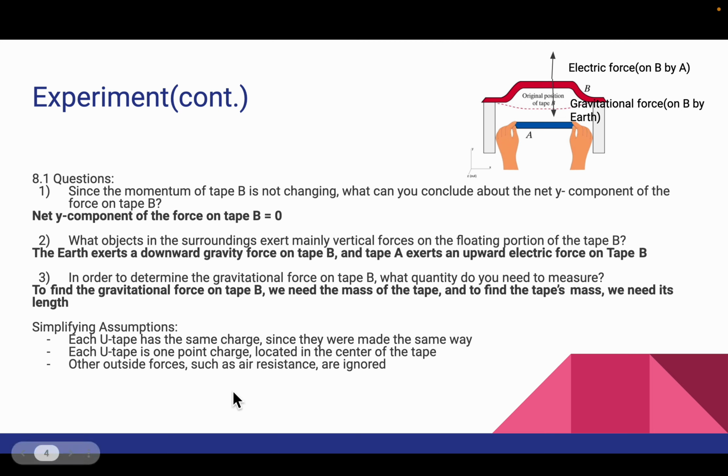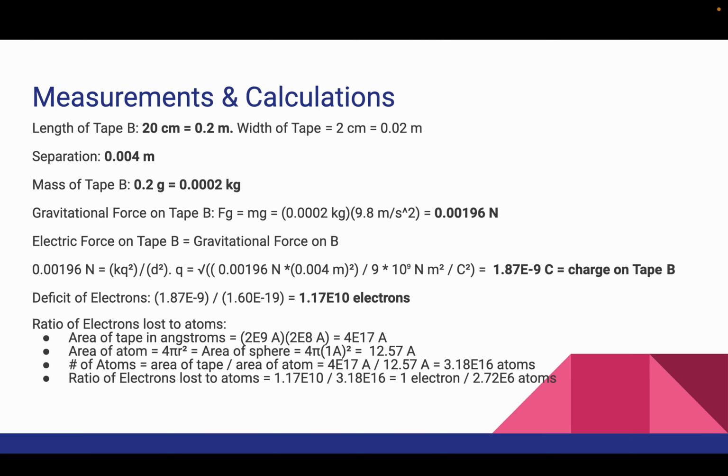And then some assumptions I made were that each U-tape has the same charge since they were made the same way, and each U-tape is one point charge located in the center of the tape. I also ignored other outside forces like air resistance. Some measurements: the length of the tape was 0.2 meters. The separation between the two tapes was 0.004 meters.